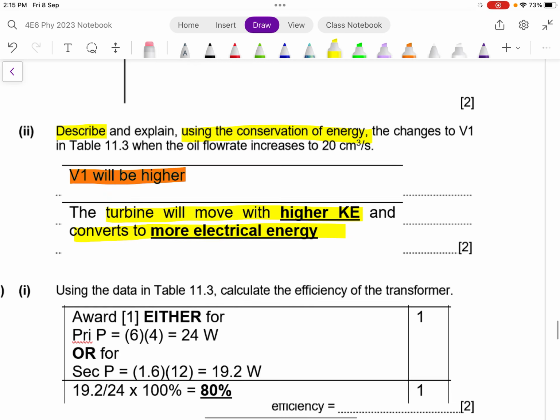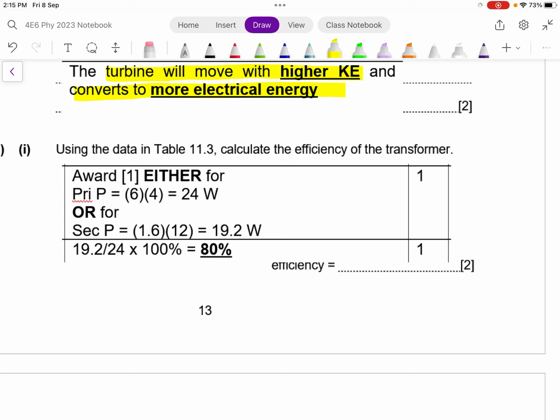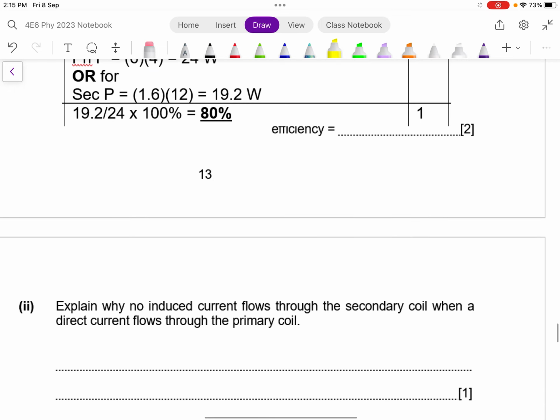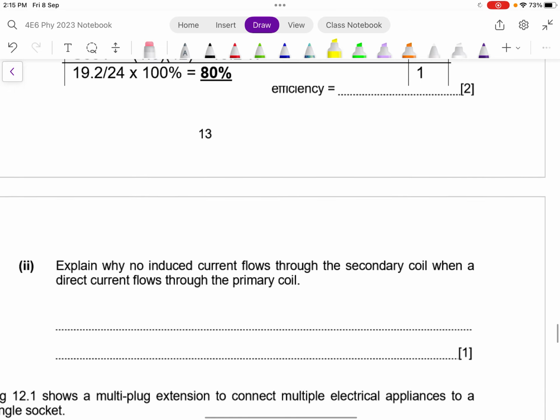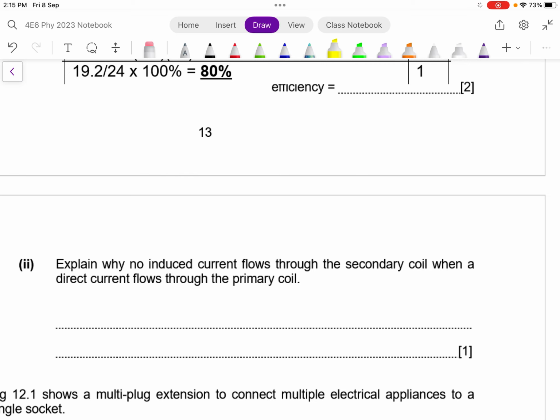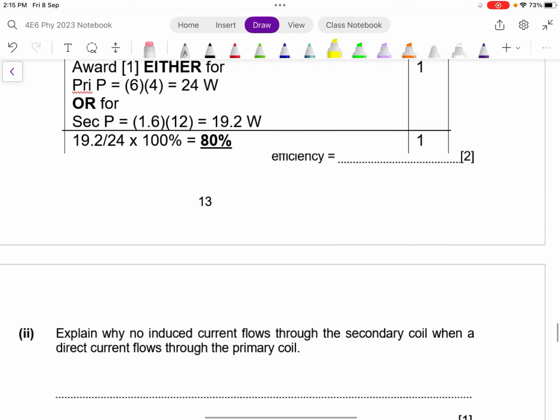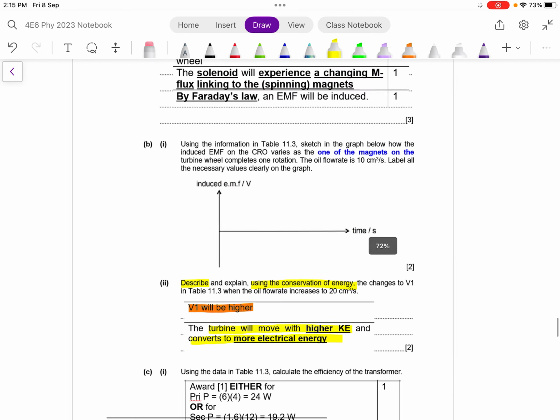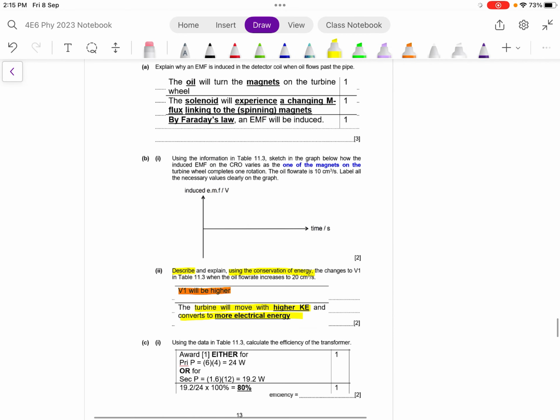Okay, then for part 1, most of you are able to do this question without much issue. For C part 2, most of you got it correct, that direct current will not create any changing magnetic flux, and hence there won't be any induced voltage. Okay, so I think question 11 is quite straightforward, and most of you did pretty well.